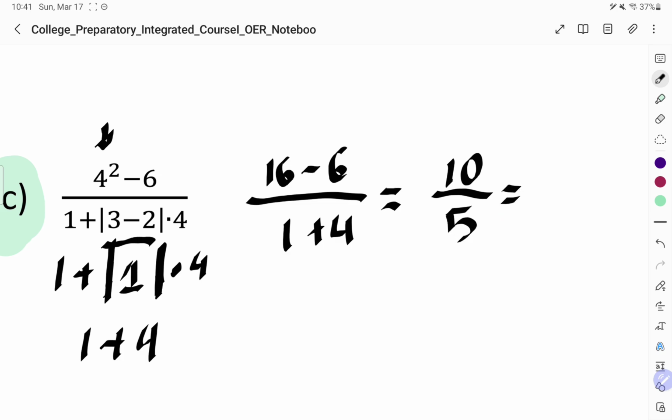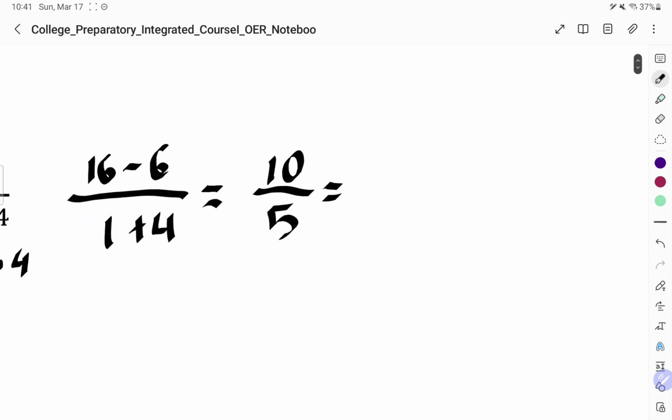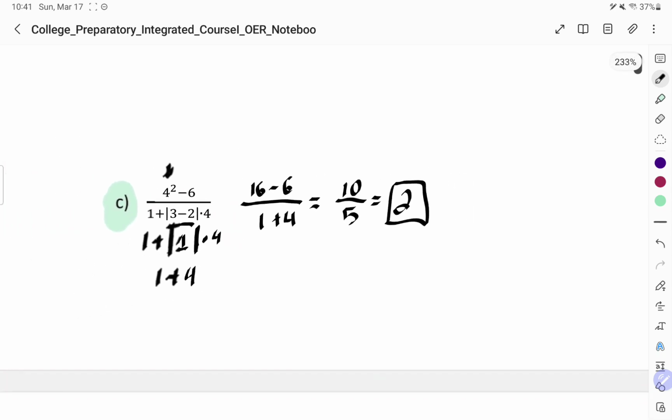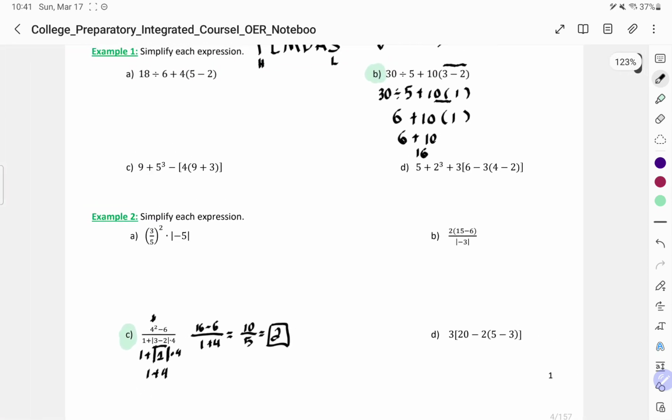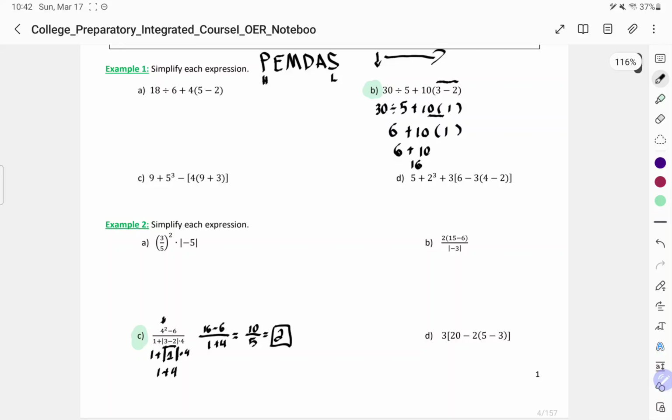And finally, we have to do the division. So 10 divided by 5 is 2. So my answer for this one is 2. Pretty easy, pretty straightforward. That's how you're going to be doing PEMDAS for this assignment. Now, I want you guys to go ahead and do the other problems.